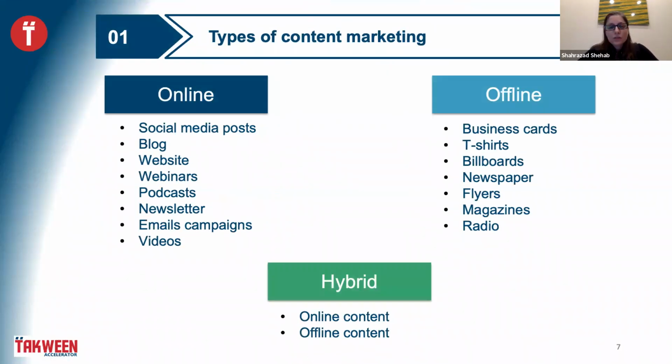So here are some types of content marketing. We have online content, like your social media posts, your blog, your website, webinars, videos, email campaigns, and more. We have offline content, which could be your business cards, your newspapers, your magazines, radio, or billboards. And your content can also be hybrid, which is a mix of online content and offline content. There is something important that I would like to mention here: hybrid content can also be referred to as 360 degrees marketing. This type of marketing uses all mediums or channels of marketing, whether digital or traditional.